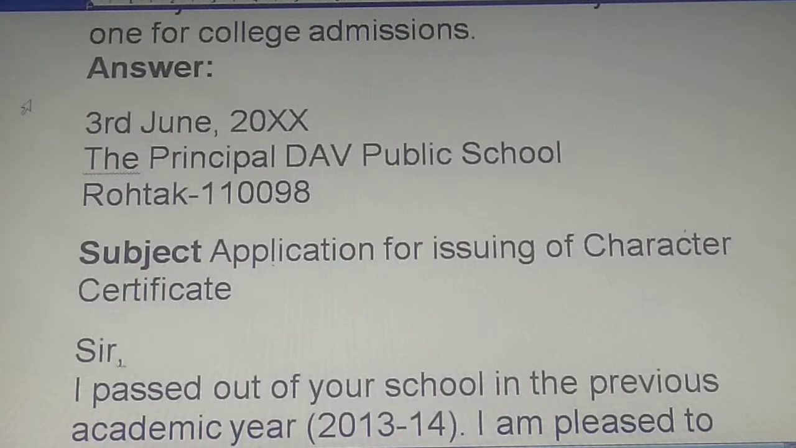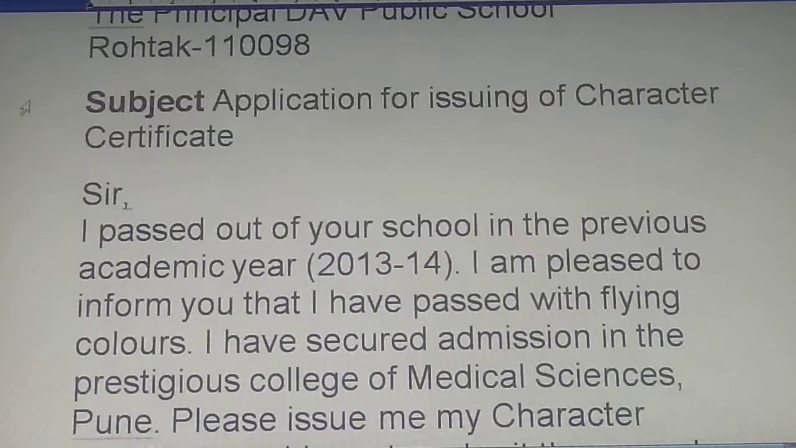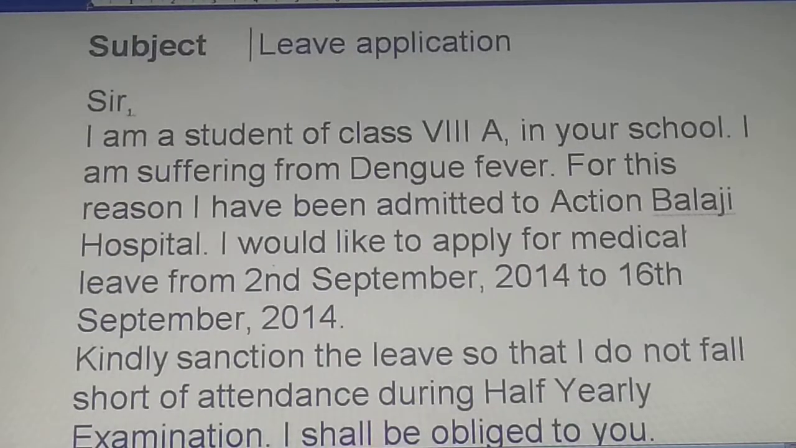3rd June 20, the year you have to write. The principal, DAV Public School. Whom are you sending the application to? The principal, DAV Public School, Rohtak 110098. So, that's the address of the school. Subject. What's the subject? See.